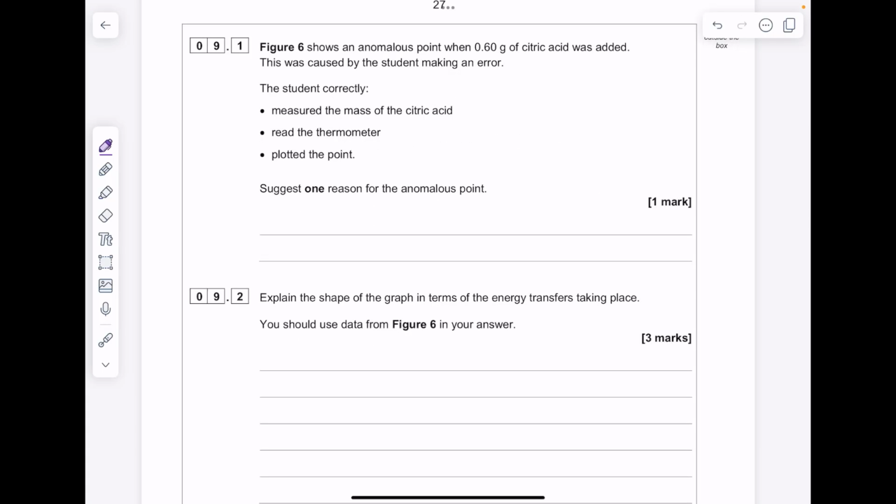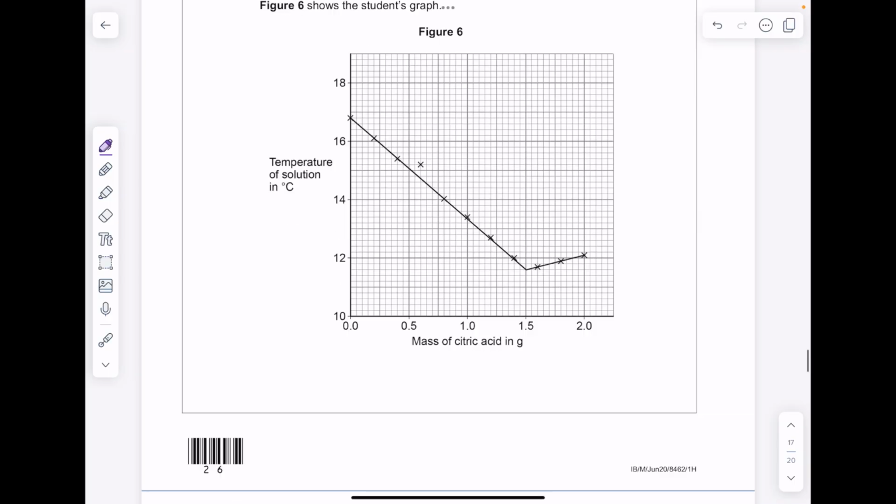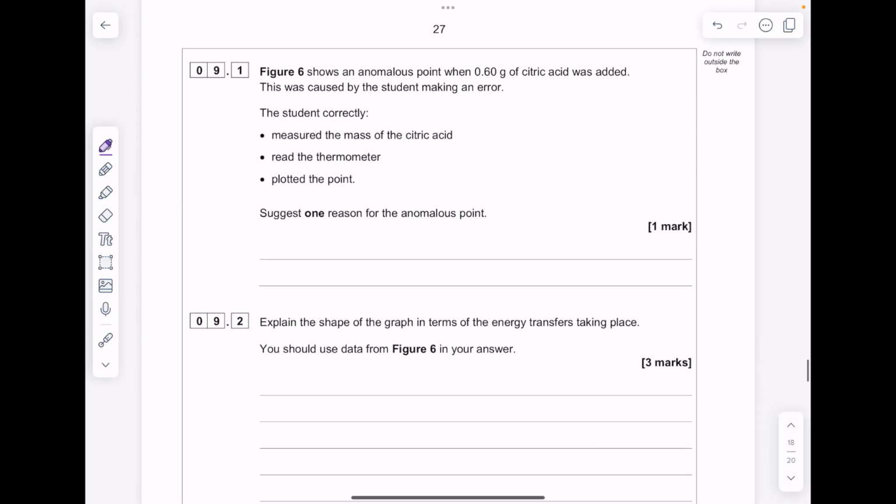Here's our graph. Figure 6 shows an anomalous point where 0.6 grams of citric acid was added. This was caused by the student making an error. The student correctly measured the mass of citric acid, correctly read the thermometer, correctly plotted the point. So what could be the reason for this anomalous point? So we're talking about this point here. So we can see the temperature is too high. So one thing we could infer is that the temperature was measured too soon.